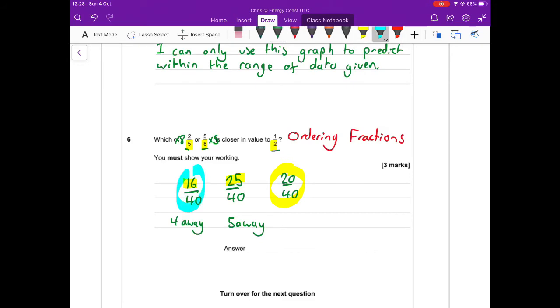I know this one is closer. 16/40ths is closer, but they're pretty similar, those 2 numbers. So that would be 2/5 is what my answer is, because it's slightly closer.